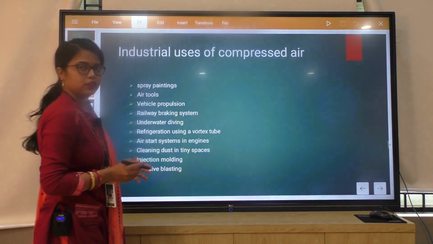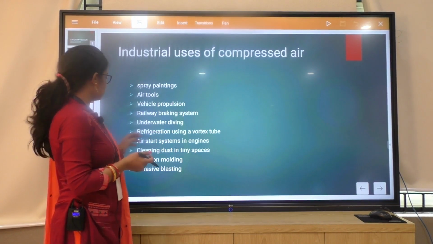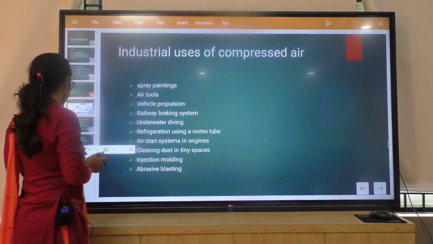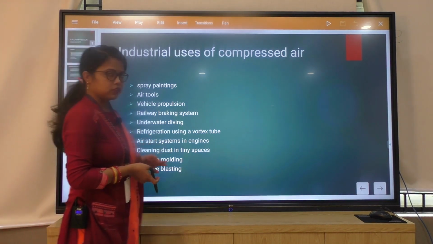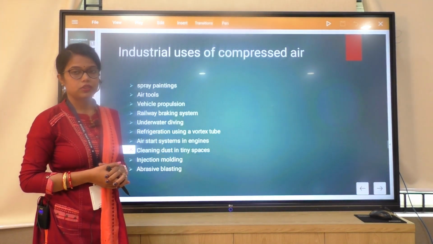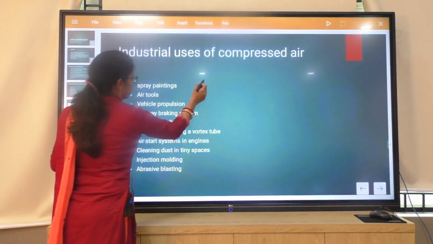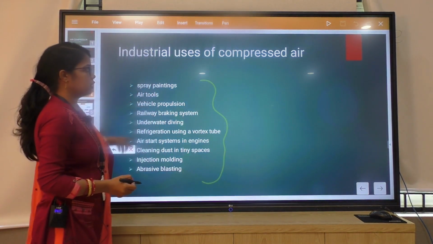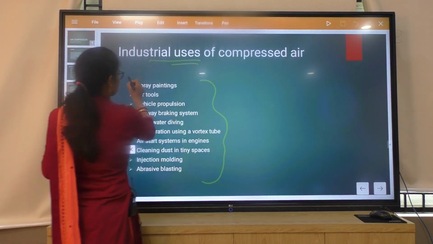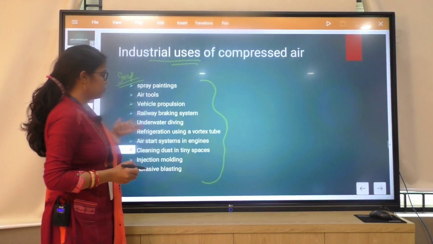Industrial uses of compressed air. Definitely we all should know the uses of compressed air and why we study this air compressor. There are various applications of compressed air in our society, in our industries, in our day to day life, in our house. I am telling you some applications. You have to remember all these industrial uses of compressed air. This is a most important question in your syllabus. What are the industrial uses of compressed air, and you can elaborate these terms.